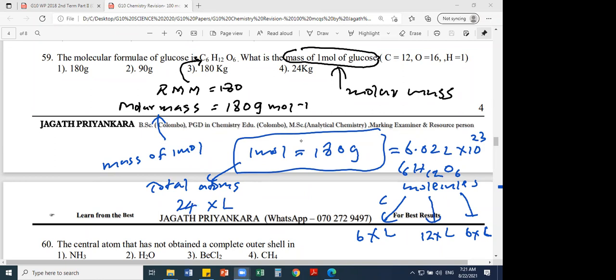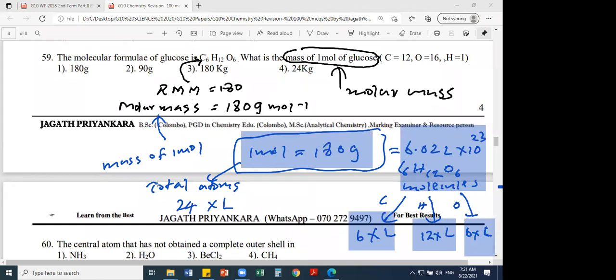1 mole of glucose is equal to this much of glucose molecules. That much of glucose has this much of carbon atoms, this much of hydrogen atoms, and this much of oxygen atoms. L for Avogadro constant. Total atoms will be this much. Very important. Please copy down everything.